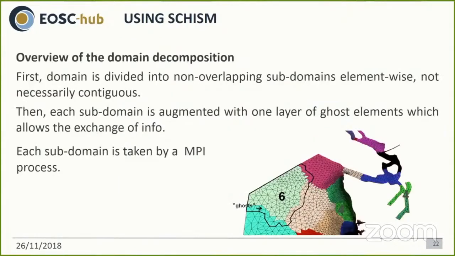Finally, this is an overview of the domain decomposition. The domain is divided into non-overlapping subdomains element-wise, not necessarily contiguous. Each of them is taken by a processor. To allow the exchange of info between each subdomain, they are augmented with one layer of ghost elements.